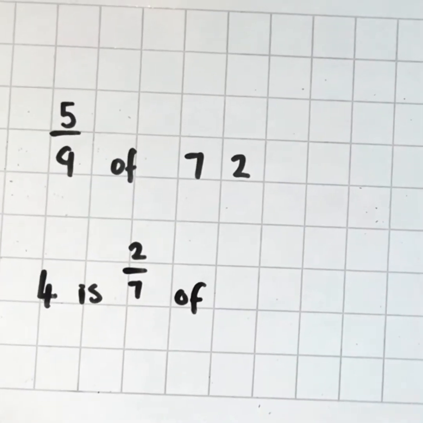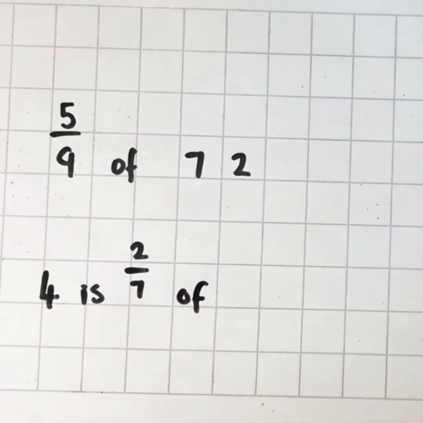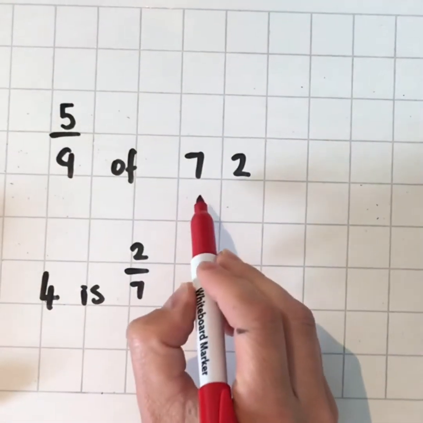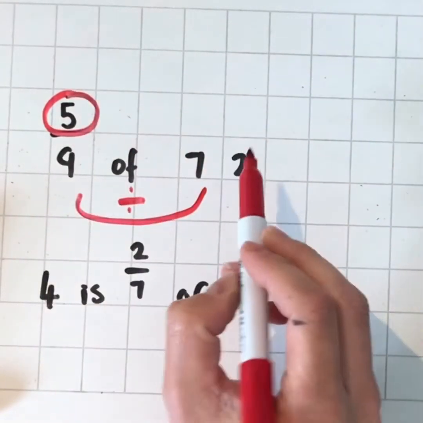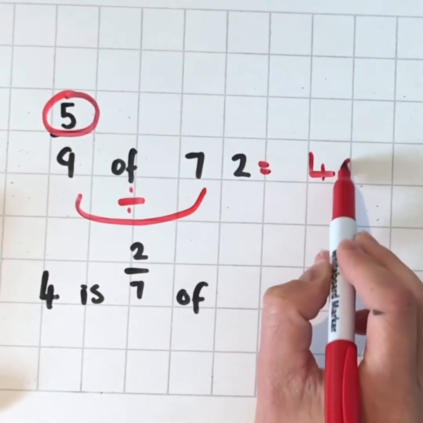Okay, question 35. So 5 ninths is 72. So what you've got to do is divide by your denominator, to find fractions of numbers. You'll remember we did these way back. Okay, it was quite a long time ago now. So 72 divided by 9 is 8. Multiplied by your numerator, 8 times 5 is 40.